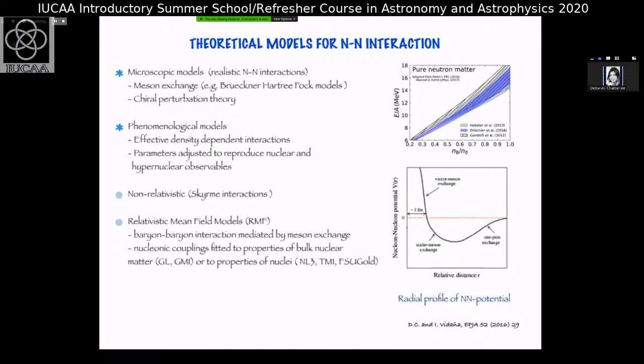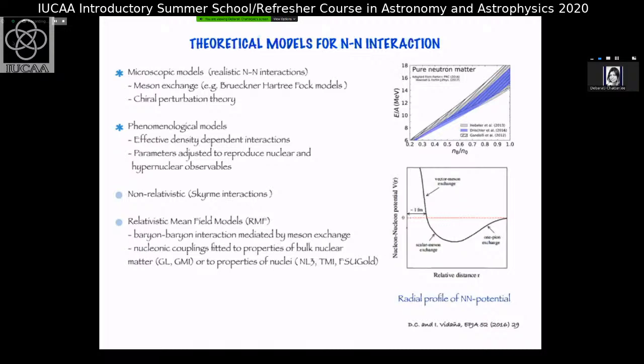The problem with non-relativistic models is that although they are much simpler to handle, they become acausal at high densities, which means they do not obey causality, the maximum speed of light limit. The other problem is that without involving three-body forces, which means not only nucleon-nucleon but nucleon-nucleon-nucleon interactions, the non-relativistic models cannot explain the saturation properties of nuclear matter.